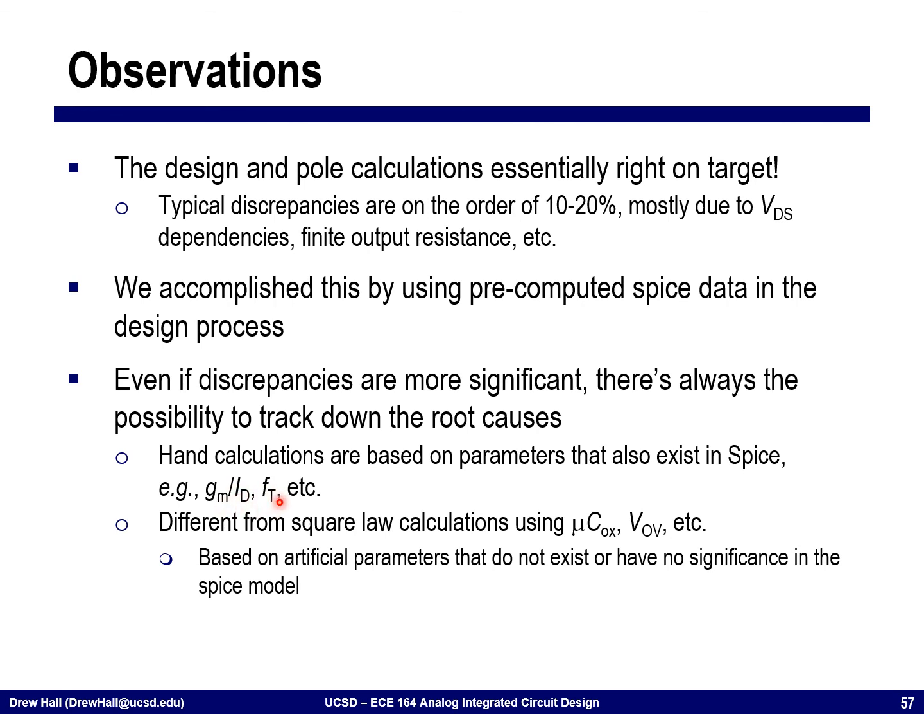So rather than ending up with fictitious values, in our design calculations we use things like GM, ID, FT. These are directly measurable and observable from the transistor itself, rather than things like mu, which we couldn't even get good parameters for anyway when we were trying to simulate it. So I would consider these to be artificial parameters that really don't have significance on the SPICE model.